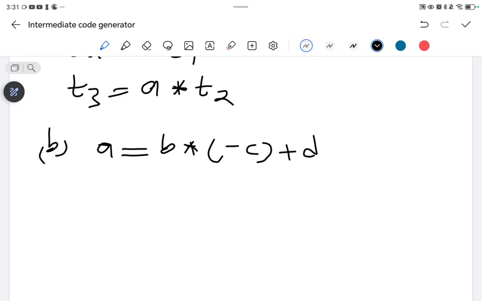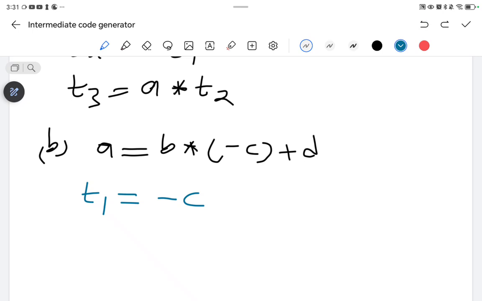So I'm going to start with T1. I start with what's inside the bracket. What's inside the bracket? Minus C. And then I can go anywhere, I can go left or right. But remember I said that you start with the highest precedence here. So it means that I must go to the left.